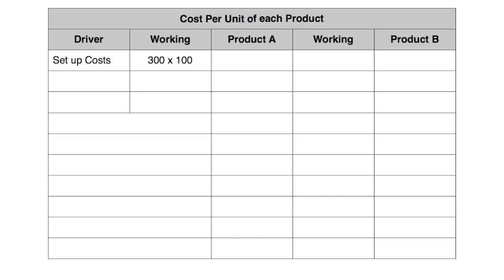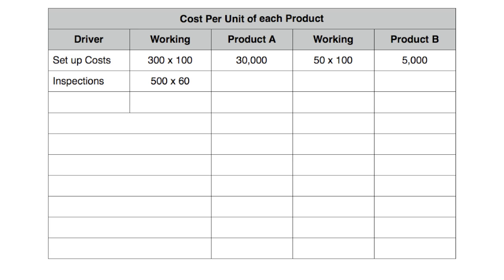So for product A, we have 300 setups. The cost per driver is 100. So that gives 30,000 of setup costs allocated to product A. For product B, we have 50 times 100, which will give us 5,000 of total setup costs attributable to product B.